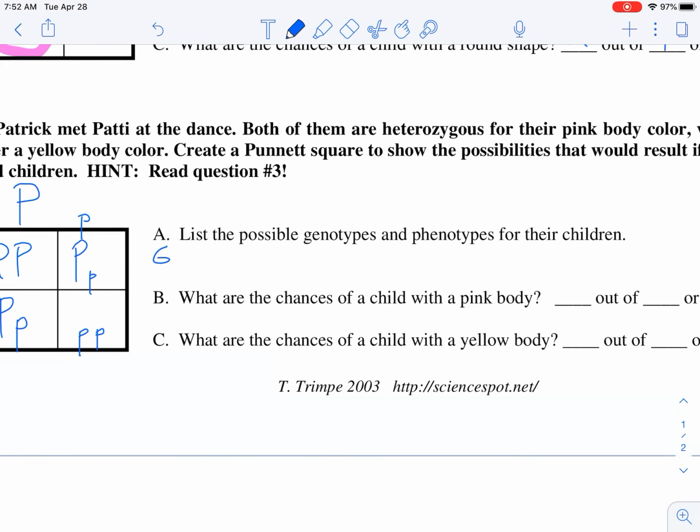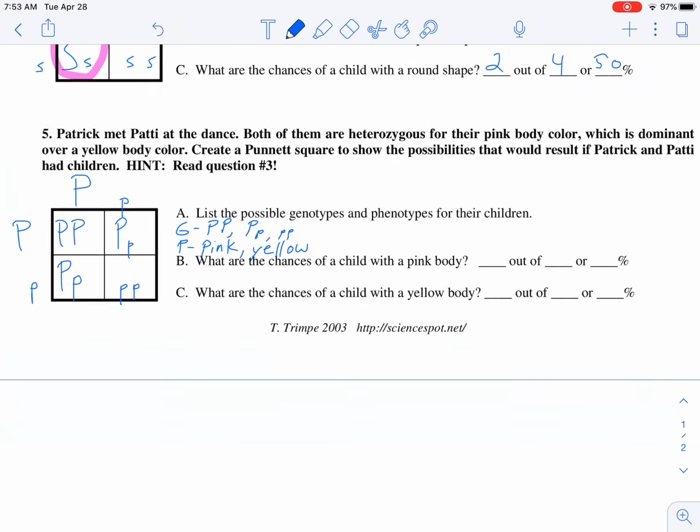Listing the genotypes and phenotypes, I'm just going to use G and P again. You could get all 3 possible combinations. You could have homozygous dominant, you could have heterozygous, or you could get homozygous recessive as a genotype. For the phenotypes, you also could get both options. They could be pink or they could be yellow. Both are possible.